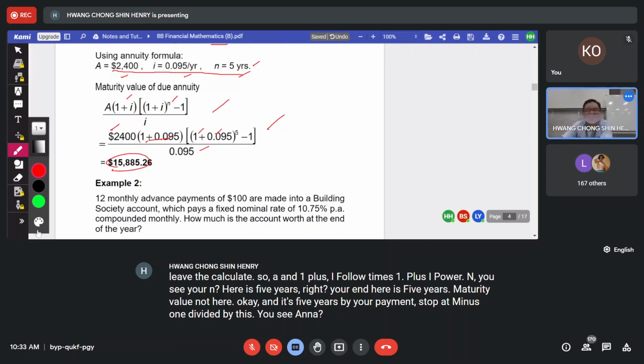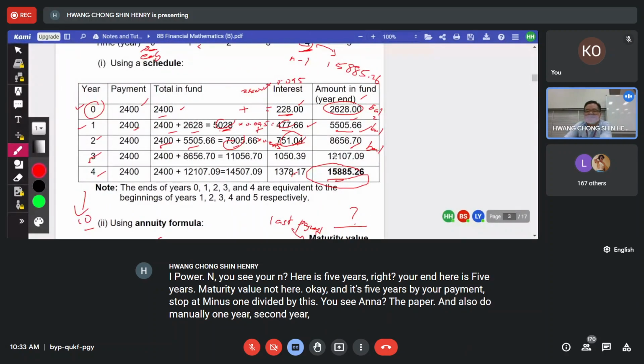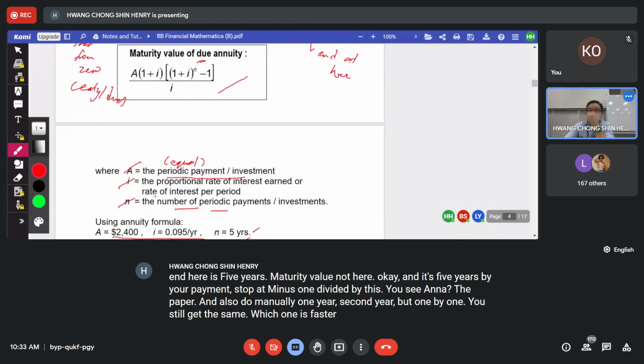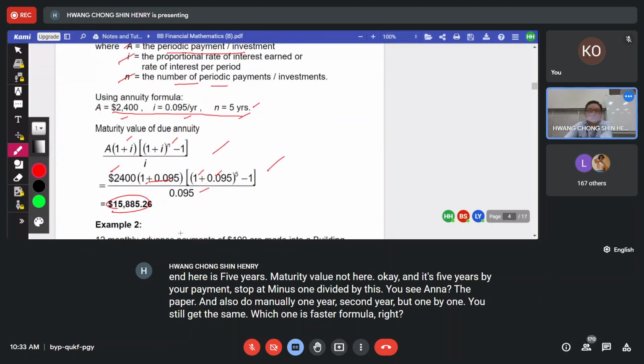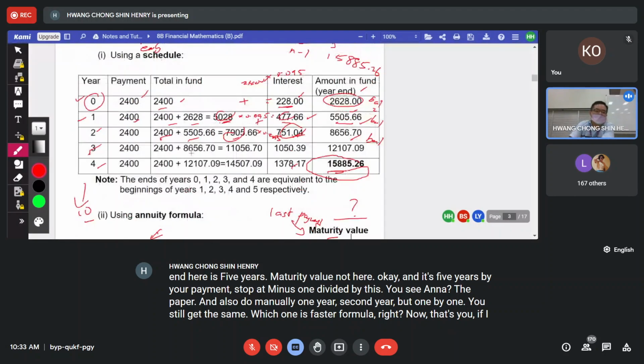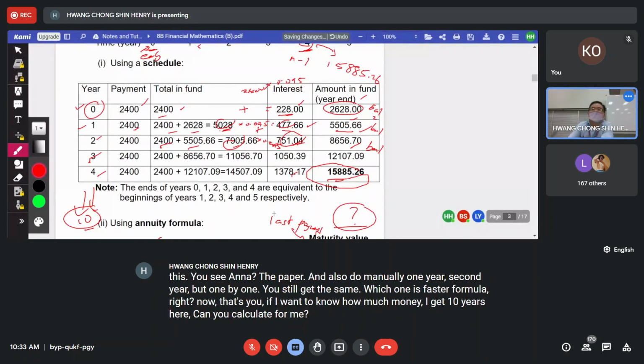Calculator. Those who do manually 1 year, 2nd year, 3rd year, 1 by 1, you still get the same. Which one is faster? Formula, right? Now, that's why I ask you, if I want to know how much money I get 10 years here, can you calculate for me? Let's say I still receive the same 2004.